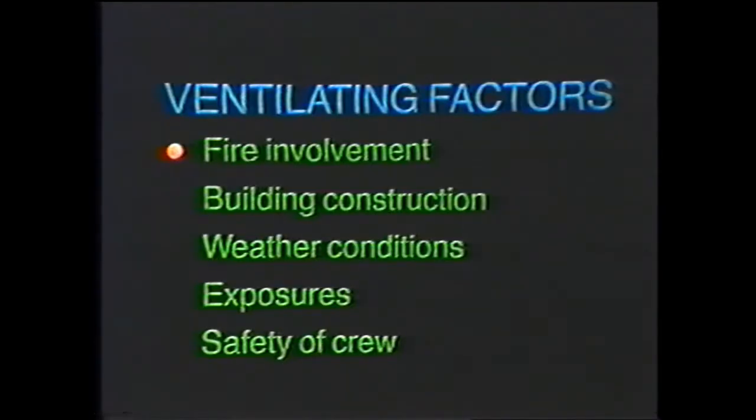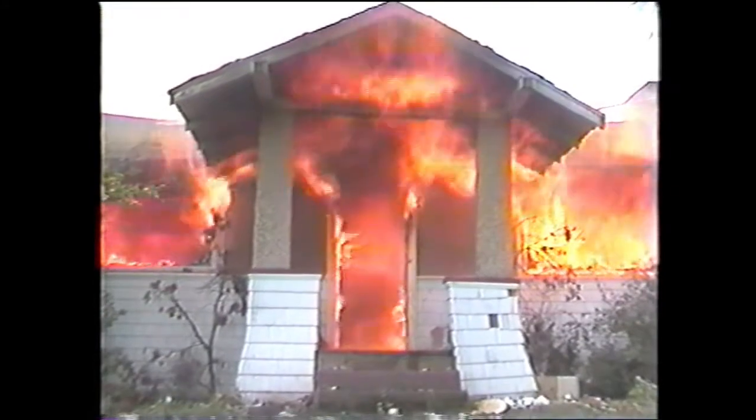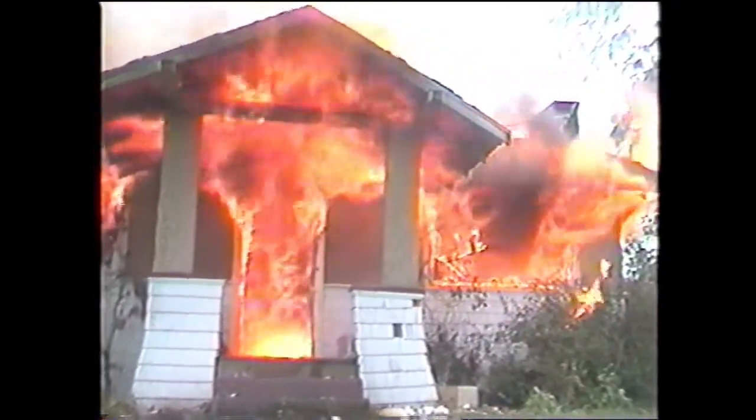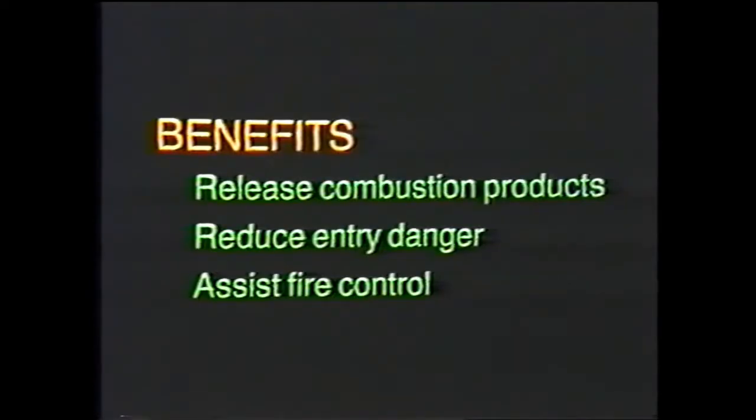The involvement of the structure may determine immediately the necessity for ventilation. For example, a fire burning in a couch will probably not require that a hole be cut in the roof. And a structure fully involved upon arrival has probably vented itself with no need to vent the fire. It's the in-between cases which require further evaluation. And when you remember the benefits offered by ventilation, the release of combustion products which can facilitate entry into the structure and help control fire spread, the need for venting can be further assessed.